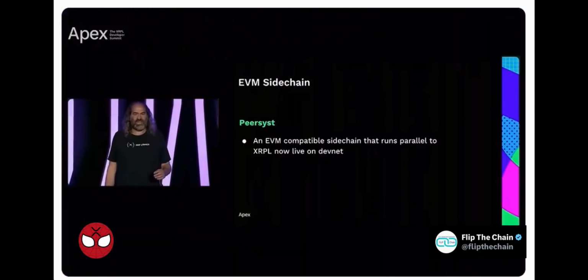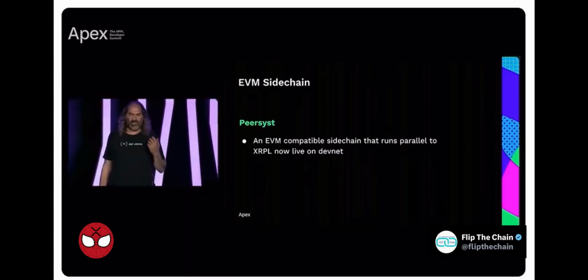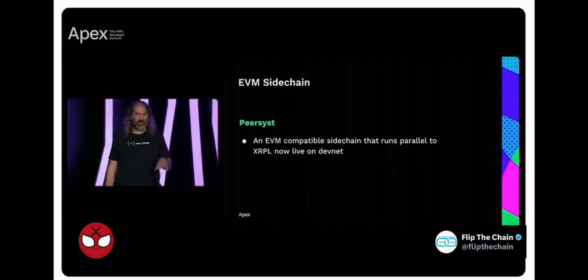The nice thing about the EVM sidechain is that it's easy to develop on for people who know how to develop smart contracts on EVM. Developer teams at Peersyst have been busy working on this blockchain in parallel with the main XRPL blockchain. It is now live on DevNet. That's where developers can test implementations before they go live on the mainnet.